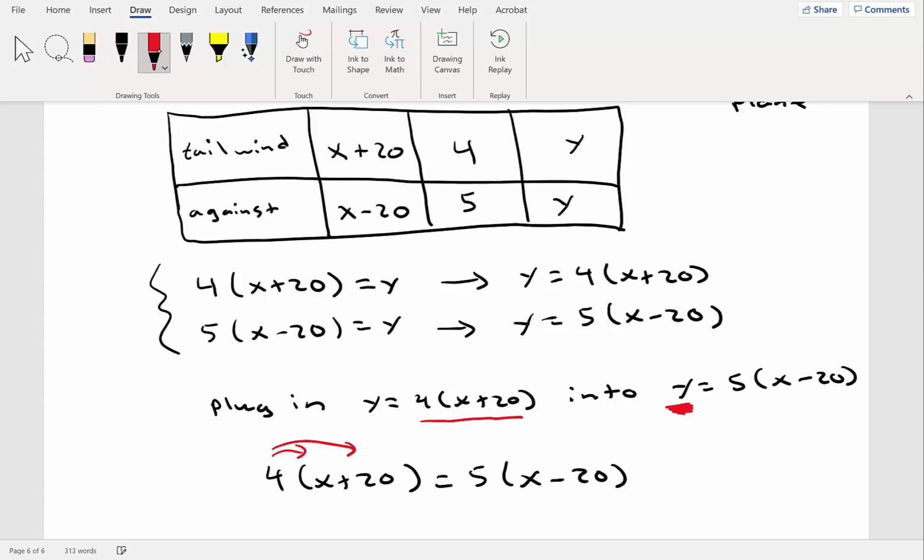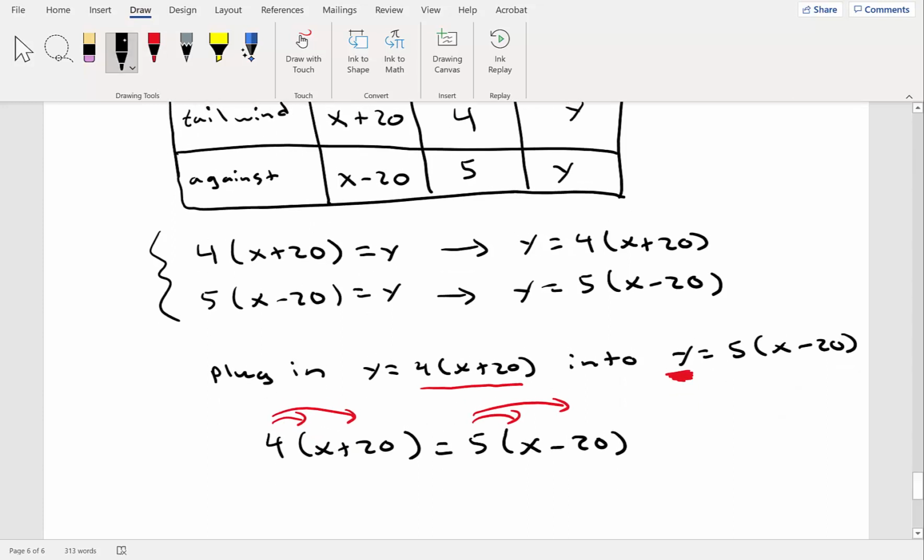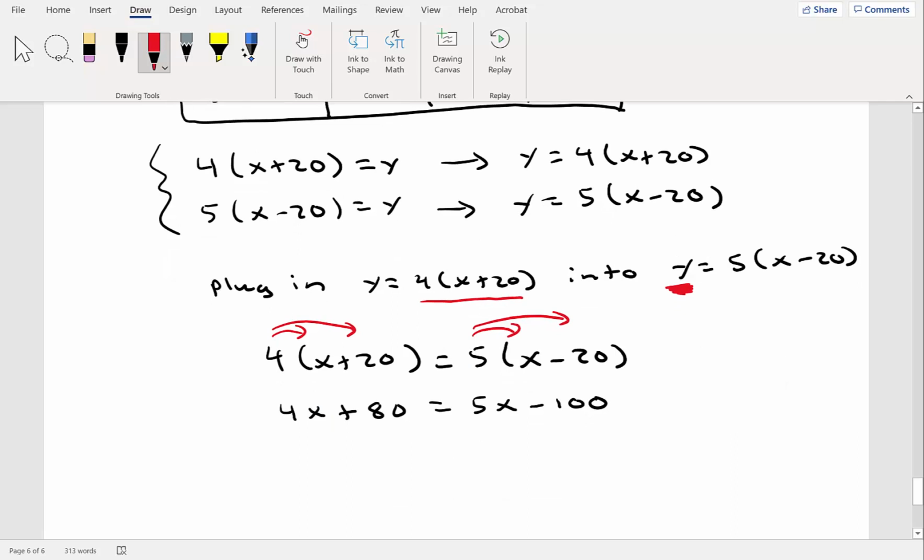Let's go ahead and solve for x. Distribute. We have 4x plus 80. This is equal to 5x minus 100. Now let's go ahead and solve for x. Subtract 4x from both sides. Let's add 100 to both sides as well.